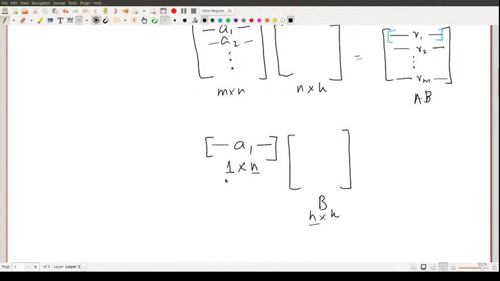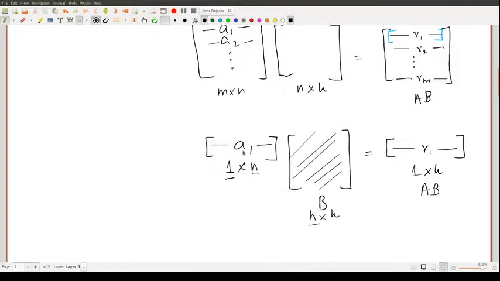And the result of this row vector times this matrix is going to give me a row vector of length, so 1 times k, right? So 1 times k. And this is exactly going to be the first row of AB, because we picked out the first row of A. So over here you take the whole matrix B and multiply it with A1 times B, and that gives you the first row of AB.